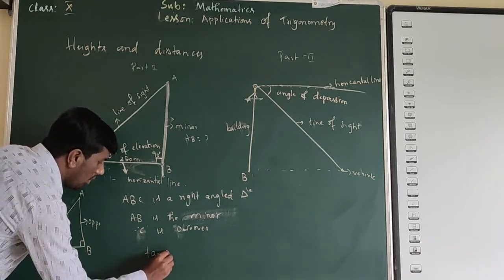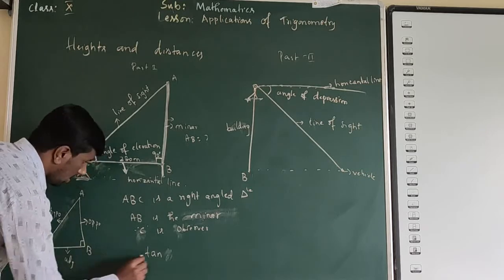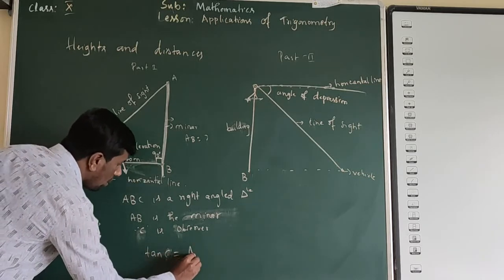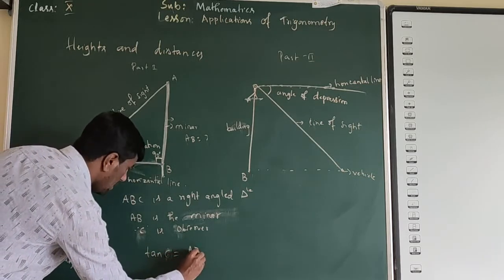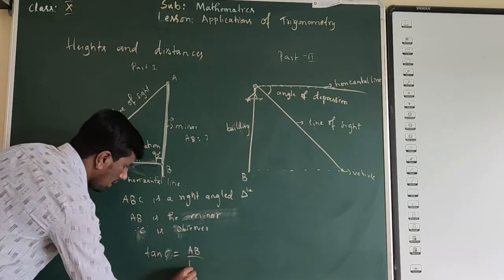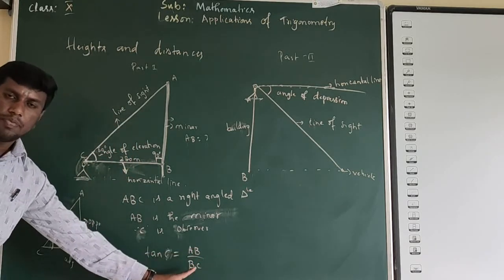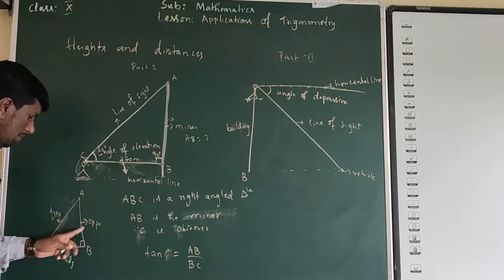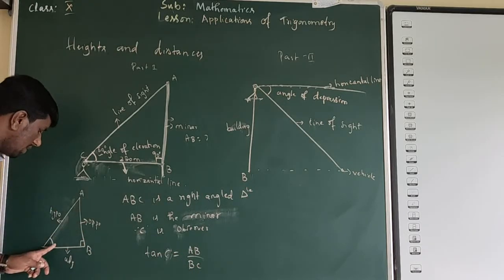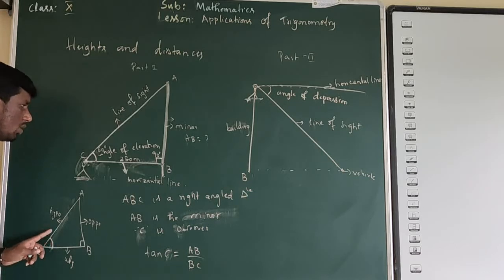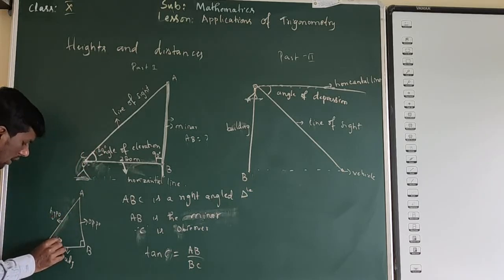Let me take it as tan C. Tan C is equal to opposite by adjacent, AB by BC. Tan is nothing but opposite by adjacent. Opposite is AB, adjacent is BC, to the angle C. So C, I have told you, is 60 degree.